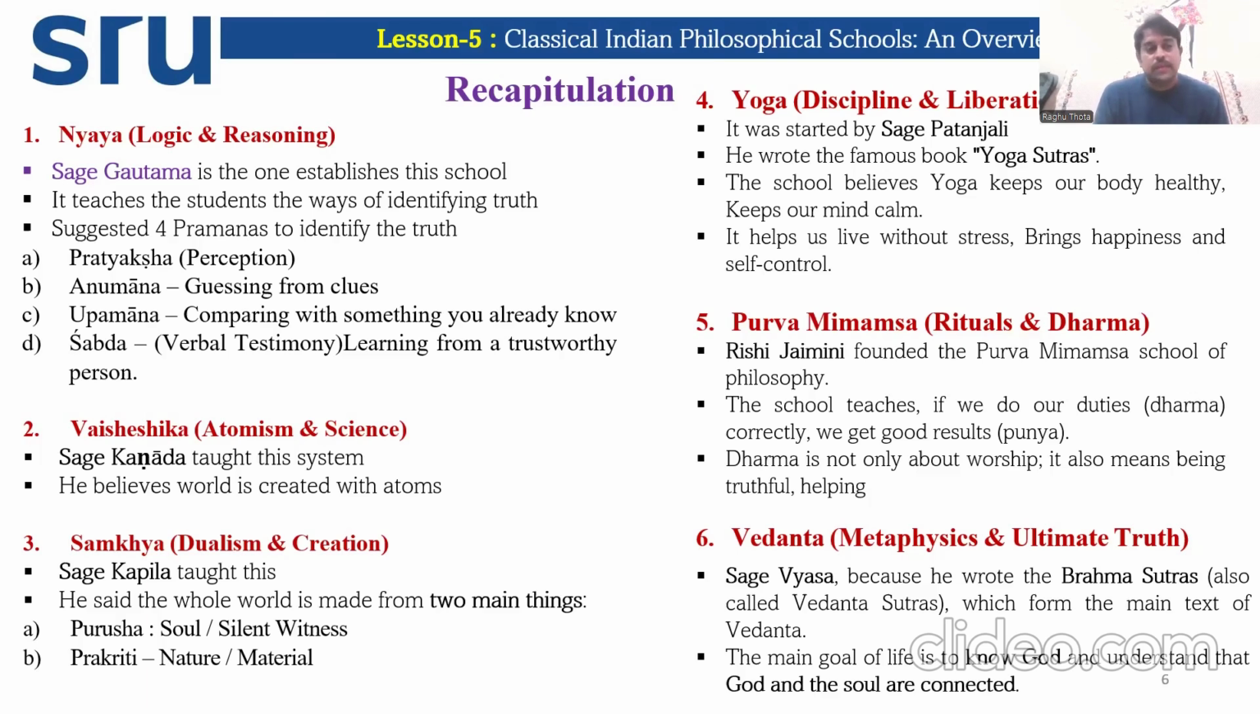What is the second one? Vaisheshika school. It was proposed by Kanada. What is this school about? According to Kanada, the world has been developed through atoms. And he strongly believed that atoms are eternal.